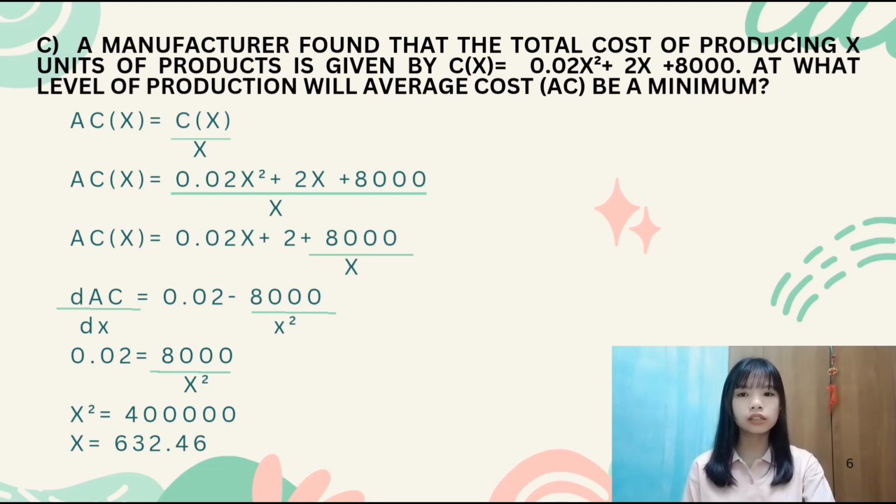We set dAC/dS equal to 0. Then 0.02 equal to 8000 divided by S squared, so S squared equal to 8000 divided by 0.02, which gives 400,000. Then S equal to 632.46. At S equal to 632, the average cost is minimized.